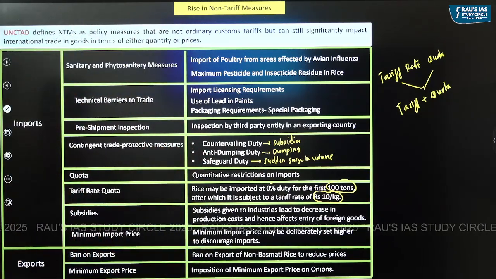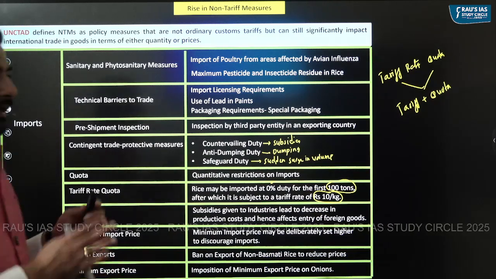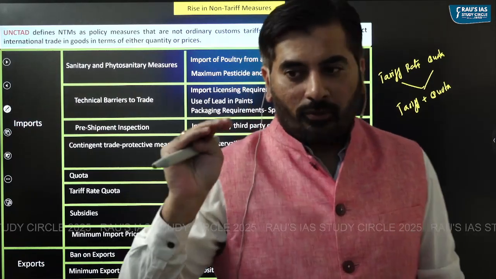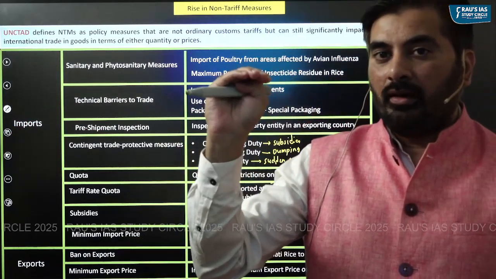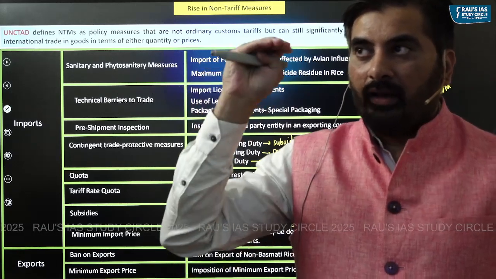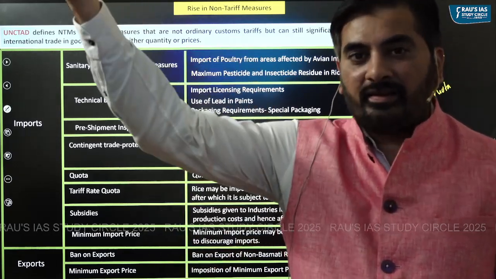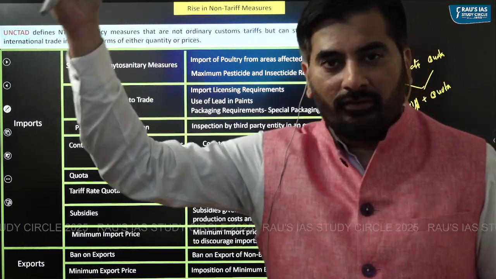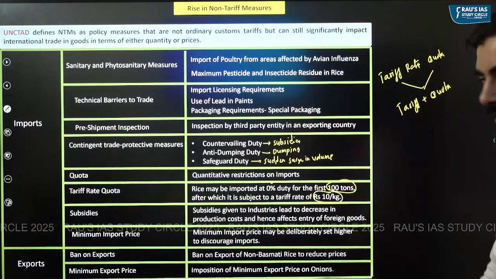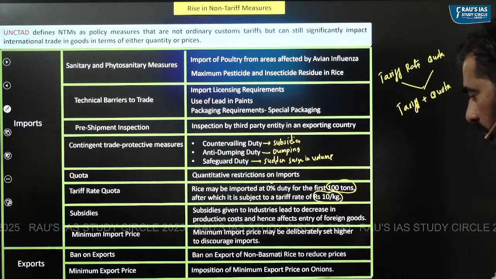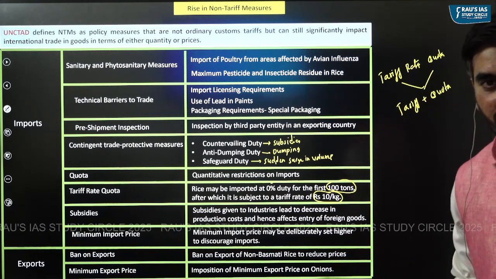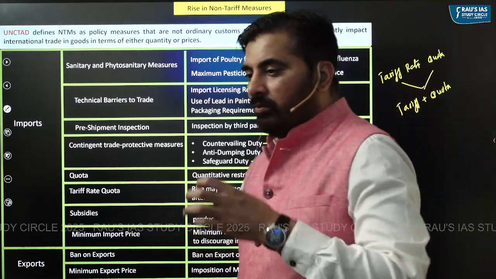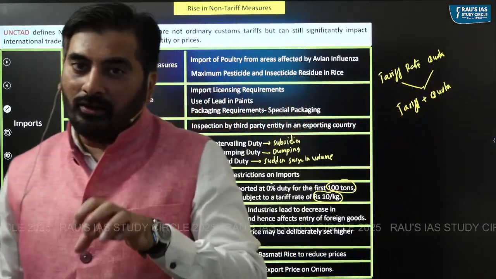Second one is minimum export price. Like if you say that if at all exports would have to be made to other countries, the exports would have to be made at a particular price only. So there's a minimum price that we are putting. And if this price as such is deliberately set higher, then obviously our exports will reduce, right? So it is a kind of non-tariff measure that we can do. For example, India had imposed minimum export price on onions, basically to discourage the export of onions and ensure more availability of onions in our domestic market.